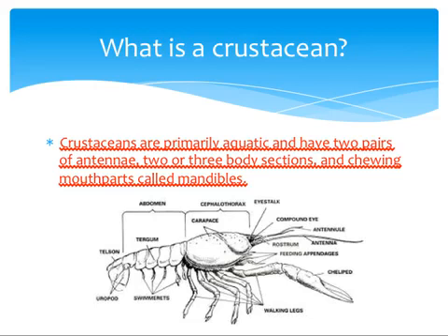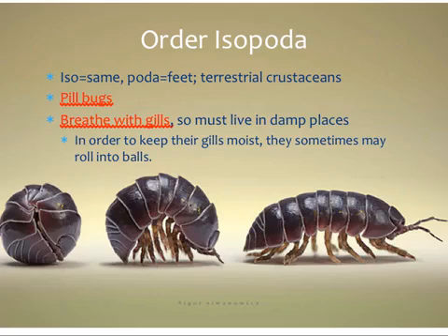First of all, though, let's talk about what a crustacean is, and this is the definition. Crustaceans are primarily aquatic and have 2 pairs of antennae, 2 or 3 body sections, and chewing mouth parts called mandibles. So that's our definition, and we're going to be looking at those characteristics as we go through the lesson today. So first of all, we have order Isopoda.